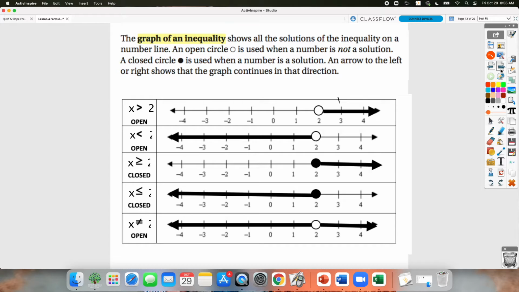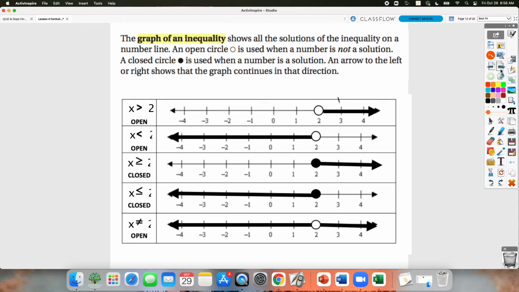So, x is greater than 2 would mean that x is any number above 2. So, all of these numbers above 2 are going to be shaded in on our number line. And then we have an open circle on 2 because can x equal 2? No, it has to be something above 2. All right, same thing for x is less than 2. We have an open circle because x has to be these numbers that are smaller than 2. It can't be 2 exactly.